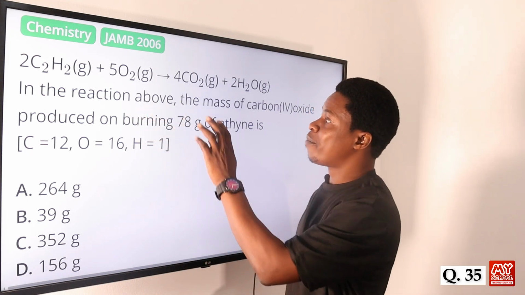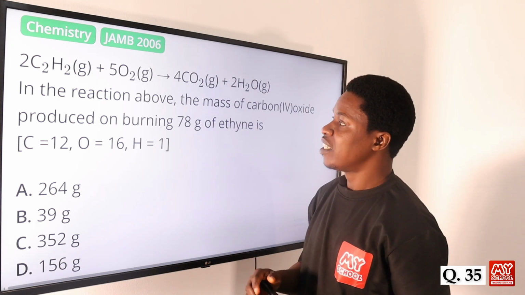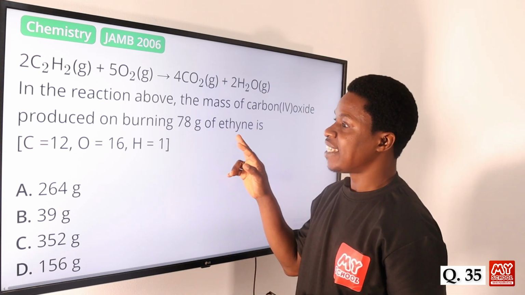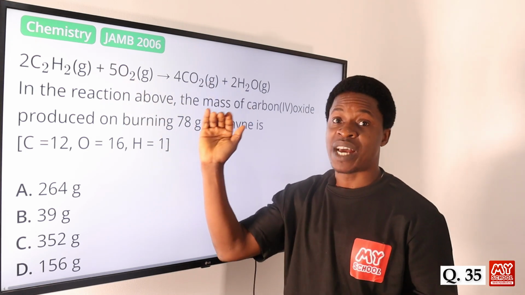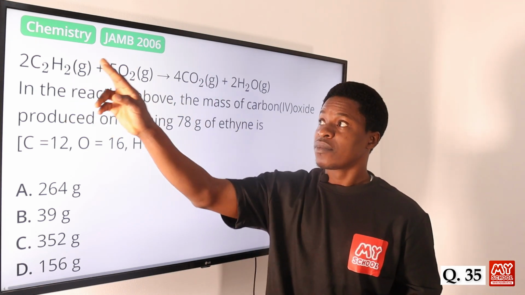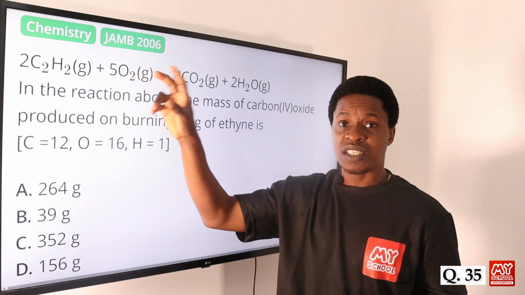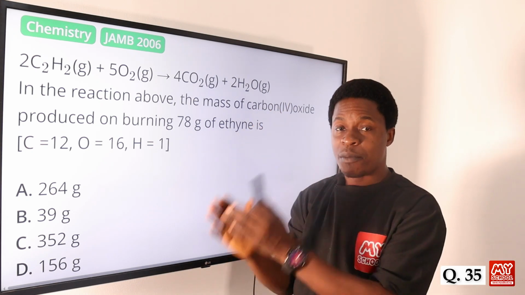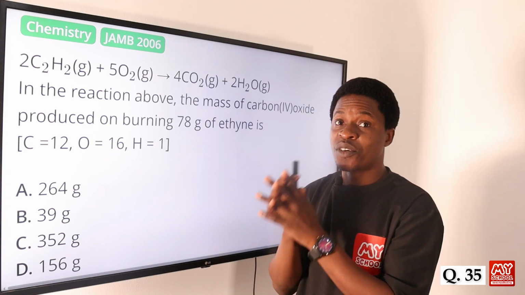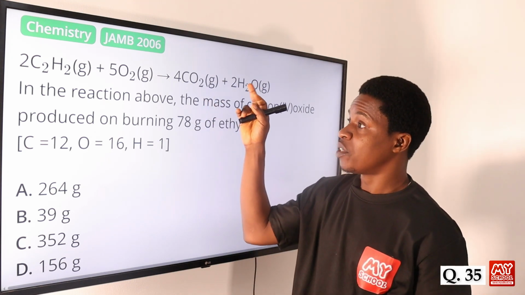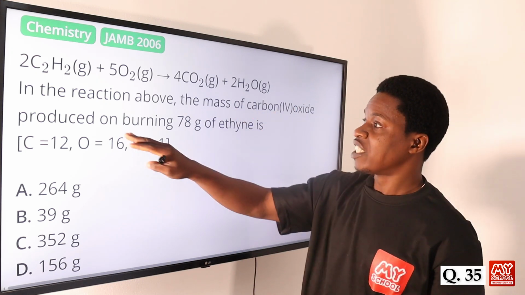In the reaction above, the mass of carbon 4 oxide produced on burning 78 grams of ethane is what? This is your ethane reacting with this. Of course, this is what we call a combustion reaction. Whenever a hydrocarbon is reacted in air, complete combustion, that's by oxygen, 2 products are usually formed, carbon 4 oxide and water. Those are the products of combustion reaction of a hydrocarbon. So we want to check now, what is the mass of carbon 4 oxide that is produced on burning?